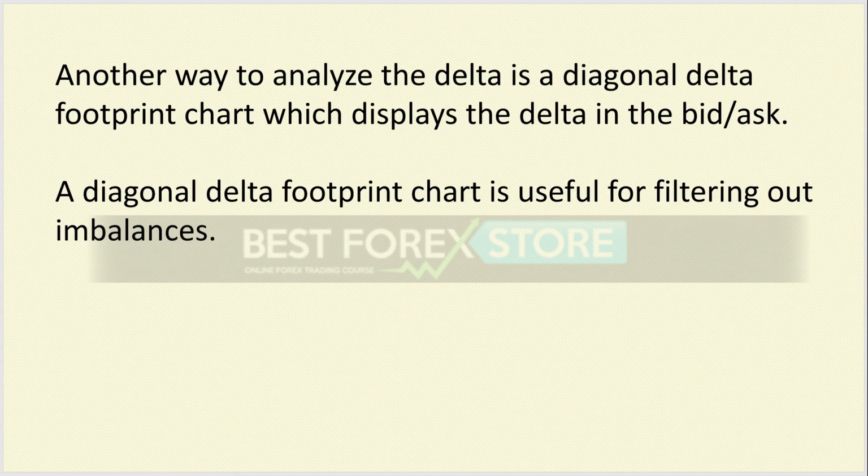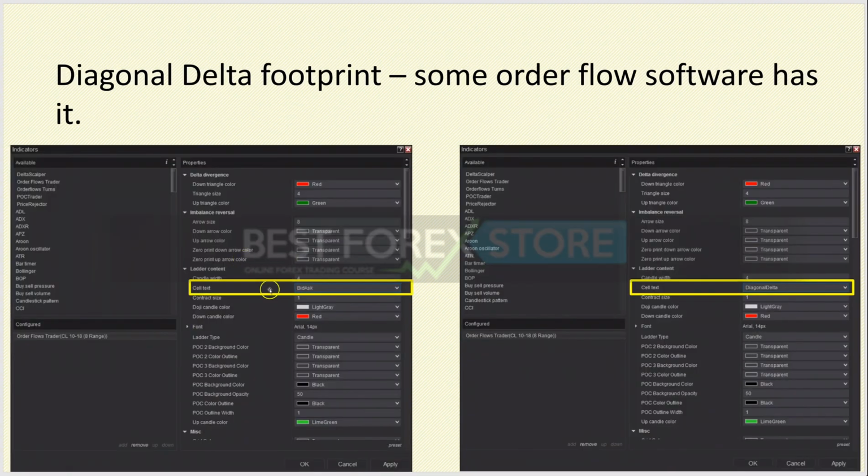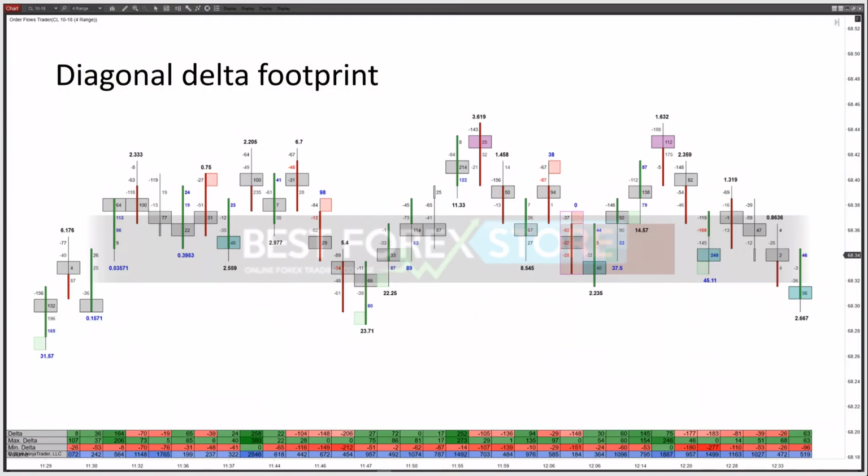So another way to analyze delta is the diagonal delta footprint chart, which displays the delta in a bid-ask format. So instead of looking at volume in a bid-ask format, you're looking at the delta in a bid-ask format. And personally, I find delta diagonal footprints are useful in filtering out imbalances. And again, understand your charting software, you go to the ladder content, and my normal bid-ask volume footprint chart is set to bid-ask. If I want to change it to diagonal delta, I just change it to diagonal delta. And this is how it's going to look.